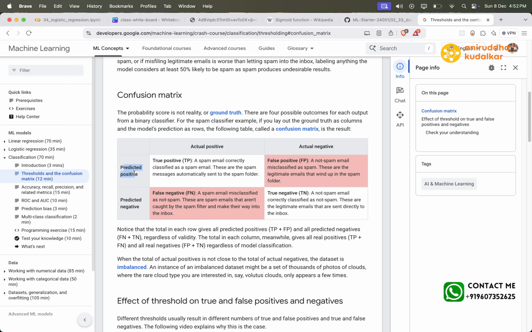Predicted positive, actual positive: TP, true positive. A spam email correctly classified as a spam email. These are the spam messages automatically sent to the spam folder. Predicted positive, but actually it is a negative. This is called a false positive. So this one has predicted positive, but actually it is negative.